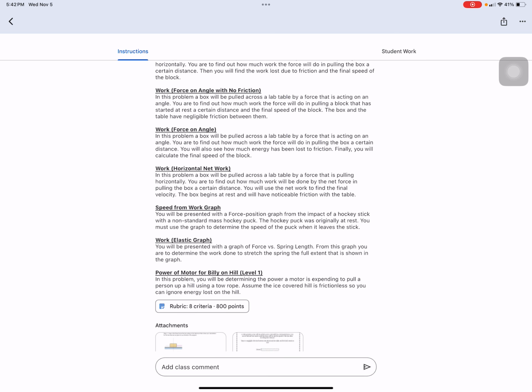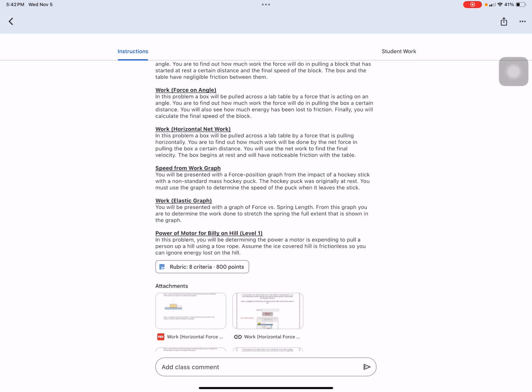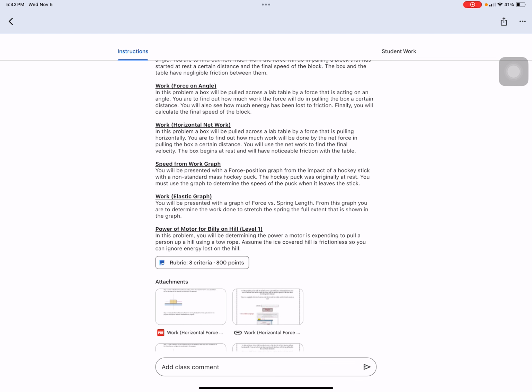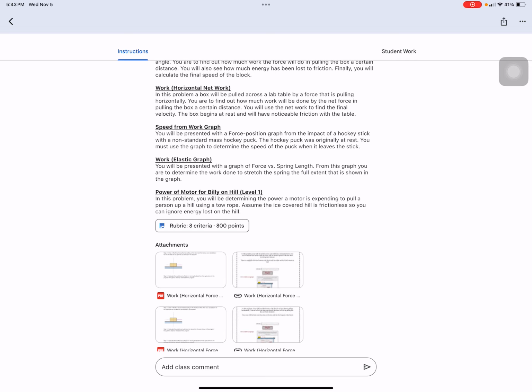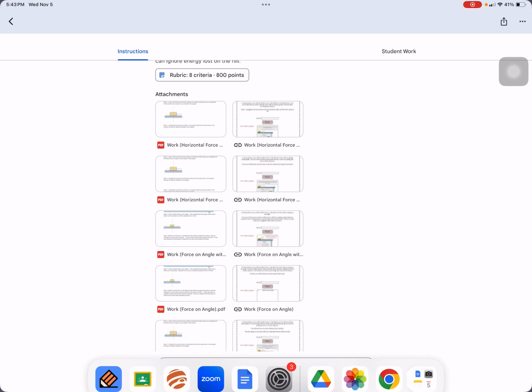Question 5 is horizontal net work. Questions 6 and 7 relate to graphs, force position graphs, okay? And the area underneath those graphs represents the work, so we'll be doing that calculation too. And then finally, question number 8 deals with the concept of mechanical power, which is relating to the rate at which work is done or work divided by time. So let's go ahead and have a look.